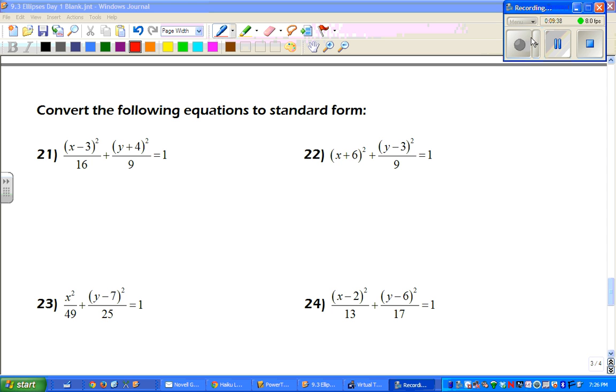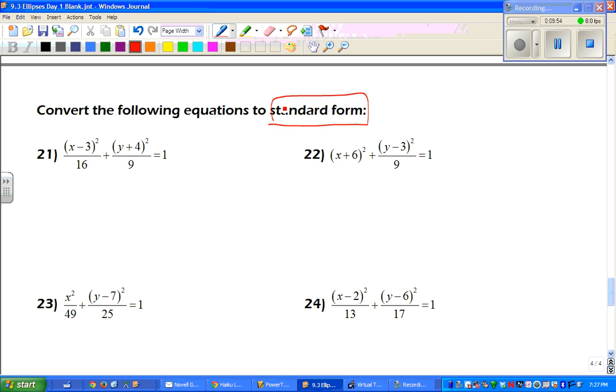Okay, for this next part, we're going to slide all the way down to problem number 21. So when you take a look at problem 21, the directions say, convert the following equations to standard form. Okay, we talked about this the other day. Standard form is ax squared plus by squared plus cx plus dy plus e equals 0. So that's the whole goal, is to get these into this form.